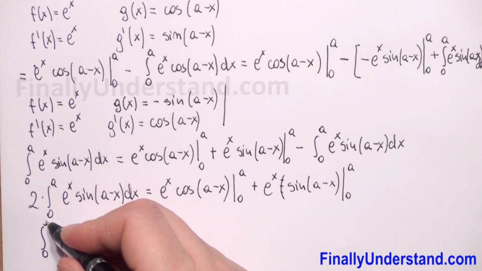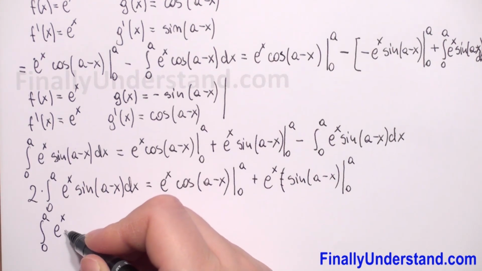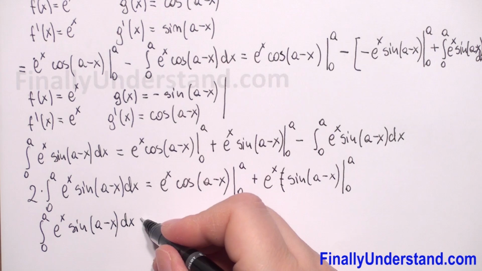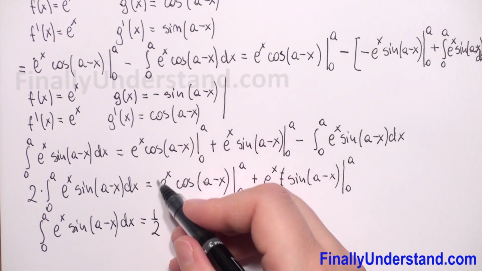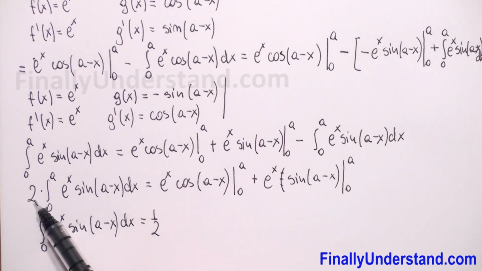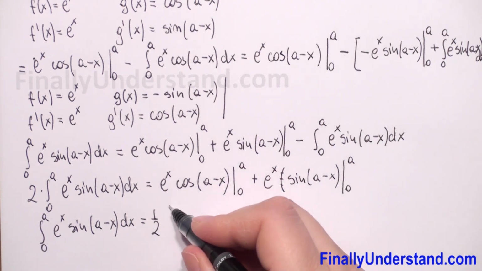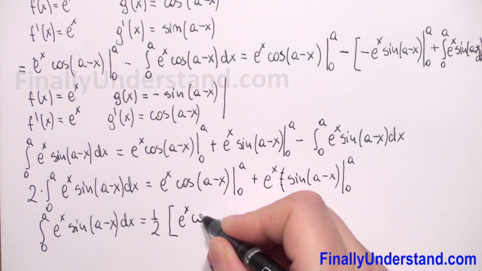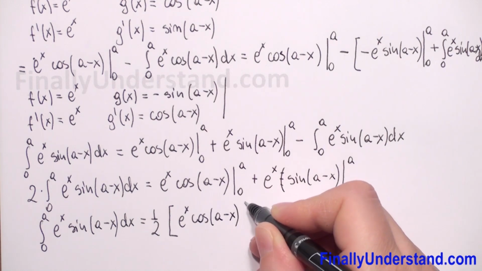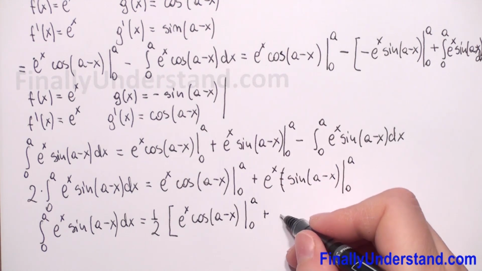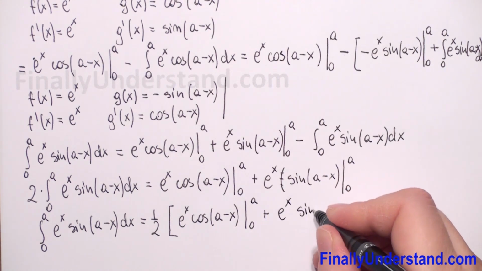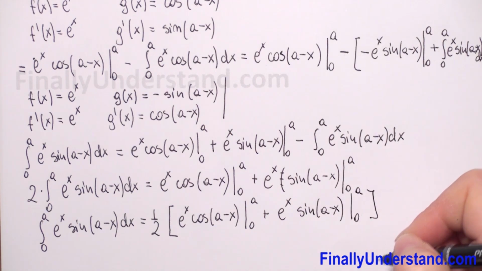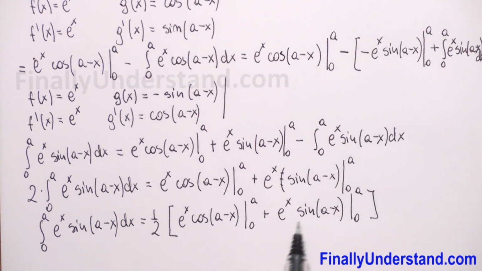the integral from 0 to a of e to power x sine of a minus x with respect to x, and I will put 1/2 before this whole expression because I divide both sides to reduce this 2 on the left side, and in brackets we will put this whole expression: e to power x cosine a minus x, limits from 0 to a, plus e to power x sine of a minus x, limits from 0 to a, close brackets.